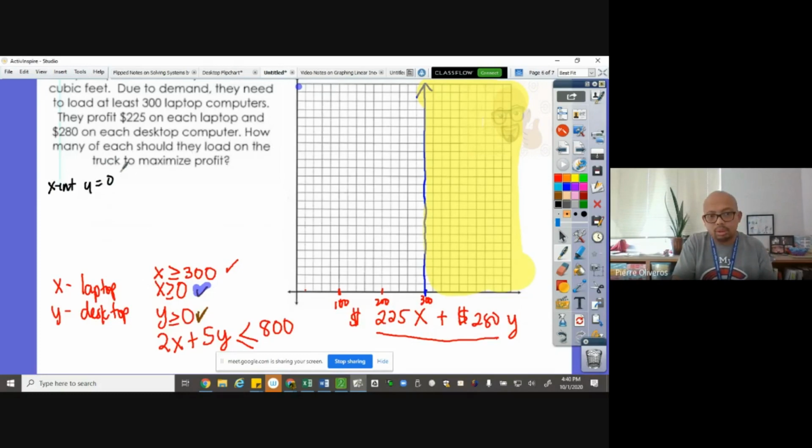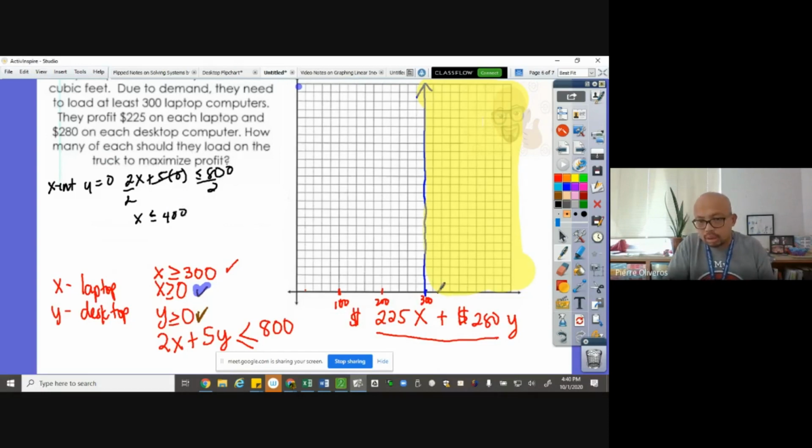For the x-intercept, y must be equal to 0, so 2x plus 5 times 0 less than or equal to 800. We know 5 times 0 is canceled there. Divide by 2, divide by 2. So x there will be equal to 400.